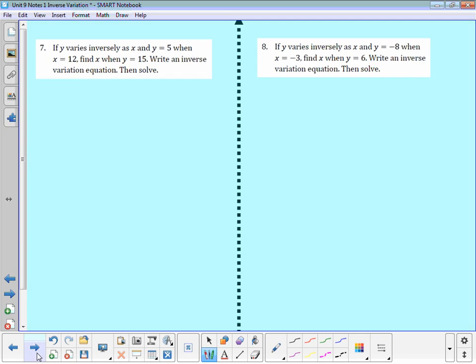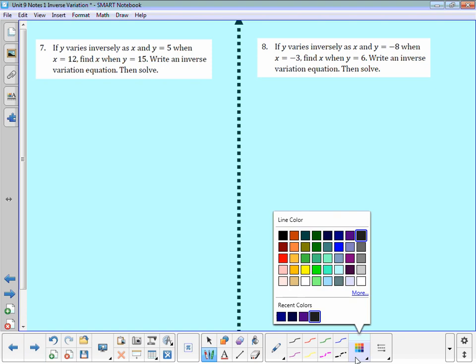Let's take a look at number 7. Same deal, we're going to write out our coordinate points.